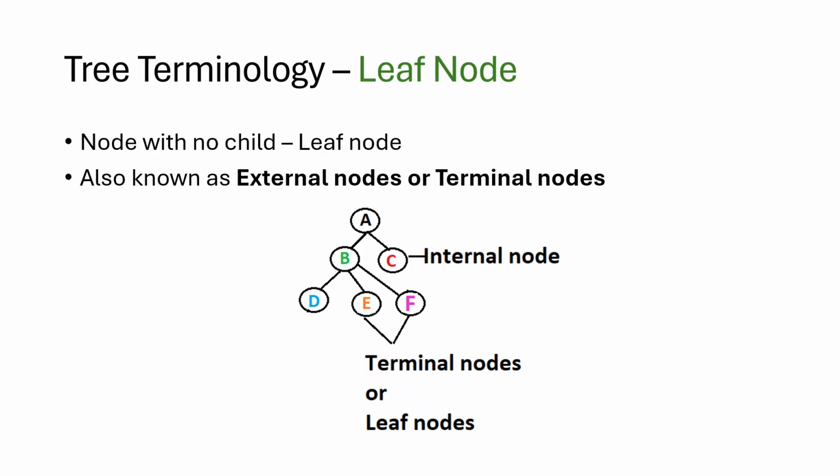Then whichever node doesn't have a child is called a leaf node. So D doesn't have any child node, likewise E, likewise F, likewise C. So these are called leaf nodes. D, E, F and C are called leaf nodes.